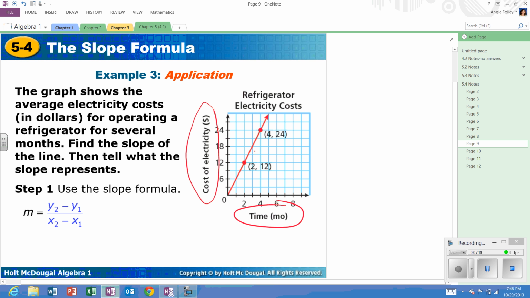So they already give us points. I'm going to use 2, 12 as my x1, y1, and 4, 24 as my x2, y2. So y2 is 24, y1 is 12, divided by x2, which is 4, minus my x1, which is 2. So I get 12 over 2, which comes out to 6. Now, what does this 6 actually mean? Oh, we have to actually explain that on the next slide.